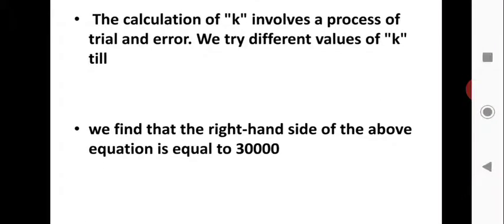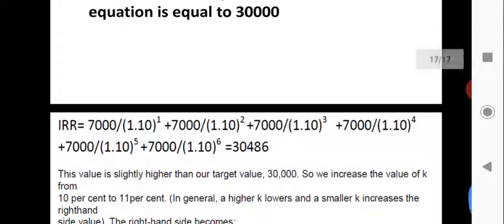So now calculation of K involves a process of trial and error. We try different values of K till we find the right hand side of the above equation equals 30,000. Right hand side 30,000 ആവുന്ന വരെ. So IRR is equal to 7,000 by 1.10 raised to 1, 7,000 by 1.10 raised to 2, 7,000 by 1.10 raised to 3. So ഇങ്ങനെ ചെയ്യുക.